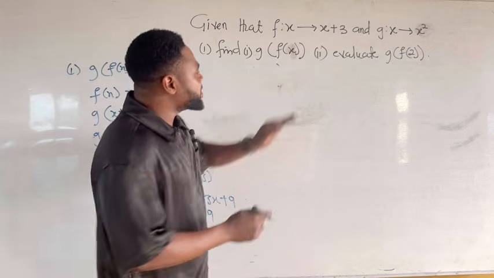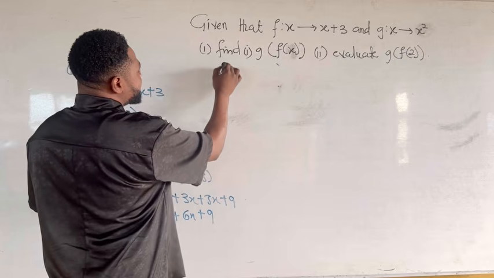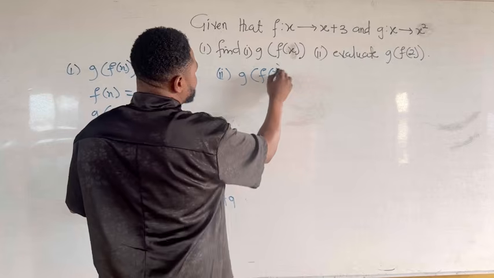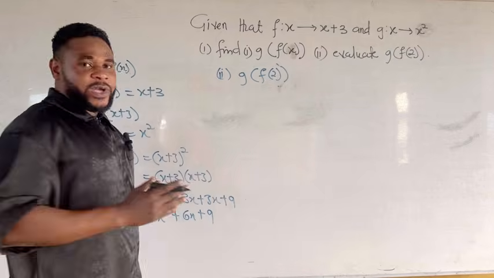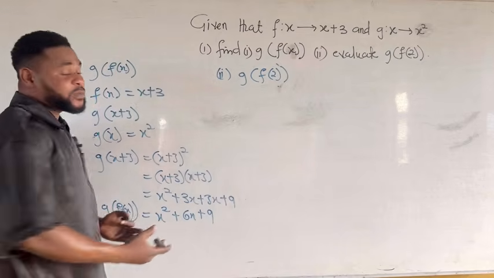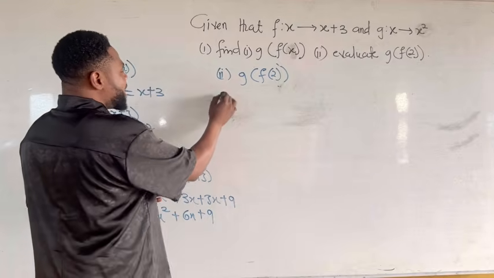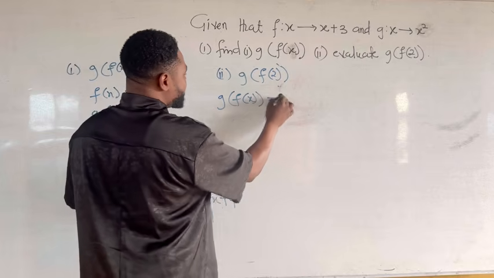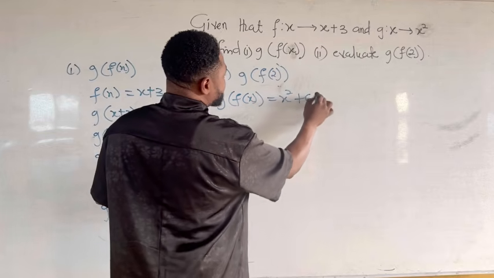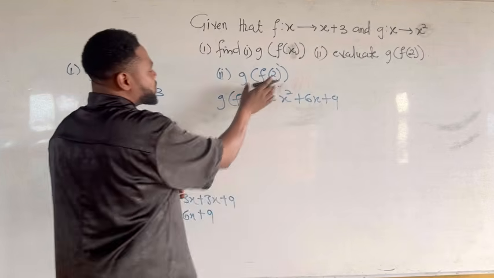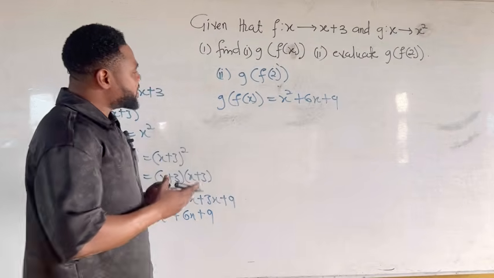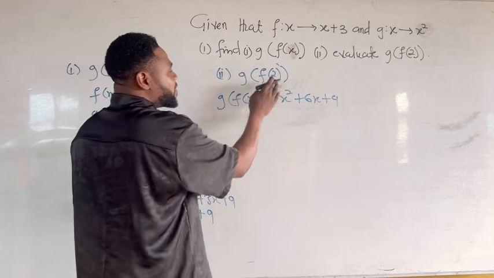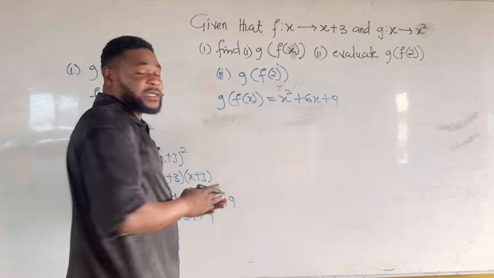Now, we have been asked to evaluate g of f of 2, which, since we have found this, will make the whole work simple. So we are going to use the g of f of x function, which is x squared plus 6x plus 9, to simplify this. What it means is that anywhere we see x in this function, we are going to use 2 to replace it.